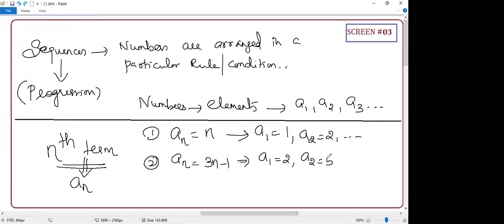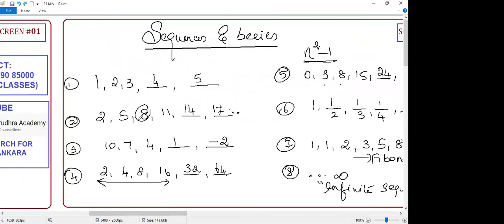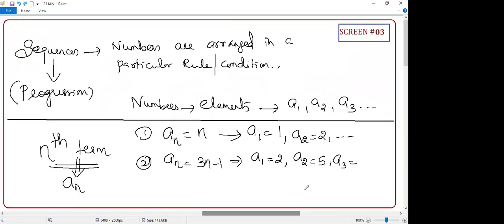We are going to learn everything in detail, student. You can check one more term also. N equal to 3. That's what A3. What is that? 9 minus 1. Are you getting 8? So are you crystal clear, student, that... Yes, sir.